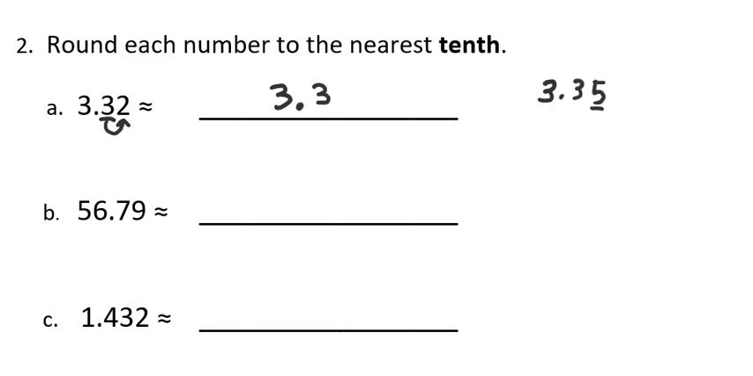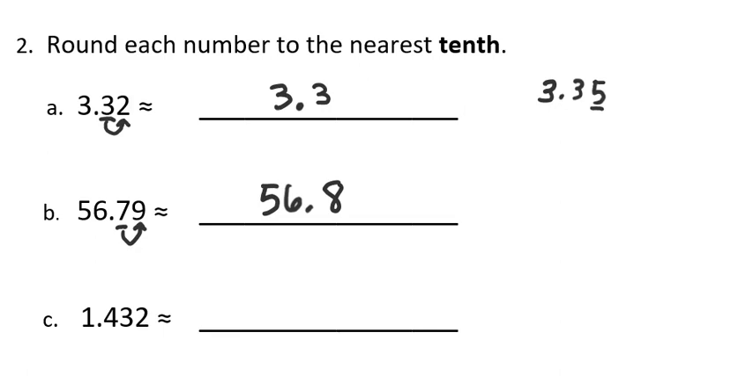For problem B, I have 56 and 79 hundredths. Again, the first step is to identify the tenths place. So that would be a 7. That means my answer choices will be 56 and 7/10 or 56 and 8/10. I will look at my hundredths place. The midpoint would have a 5 in the hundredths place. Well, since I have a 9 in the hundredths place, that means I'm above the midpoint. That means my tenth will round up to the next tenth, which would be 8. So my final answer is 56 and 8/10.